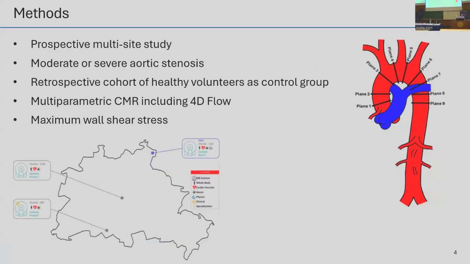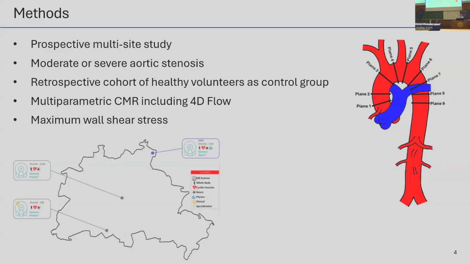Therefore, we performed a prospective multi-site study where we included moderate and severe aortic stenosis patients, either symptomatic or asymptomatic, and scanned them at the Berlin Research Network for CMR, which is an infrastructure across the different campuses of the Charité in Berlin, where we can perform comprehensive CMR at research scanners of the same vendor, 3 Tesla. As a control group, we included a retrospective cohort of healthy volunteers and performed a multi-parametric CMR, including 4D-Flow CMR.